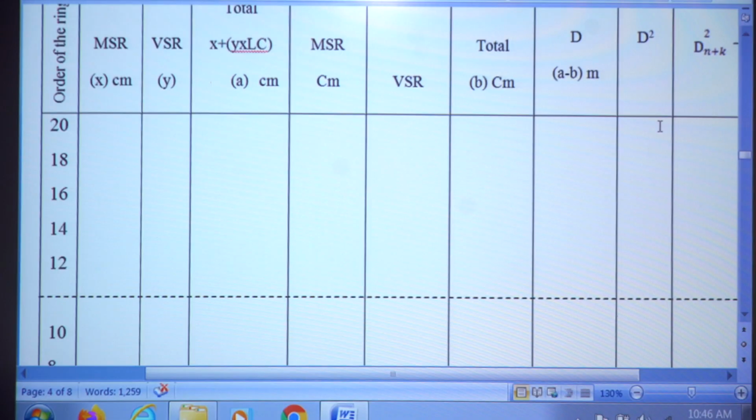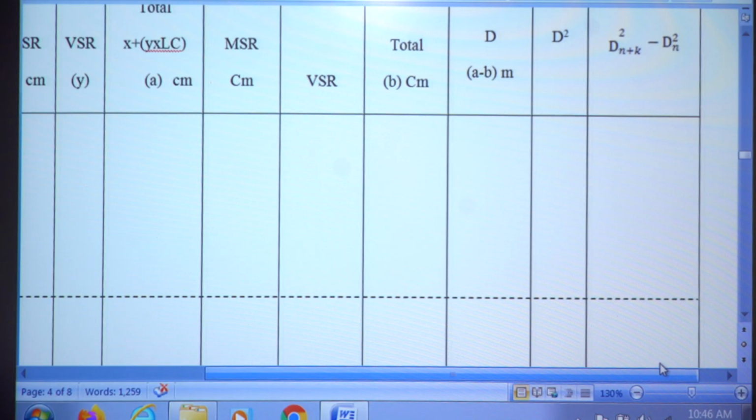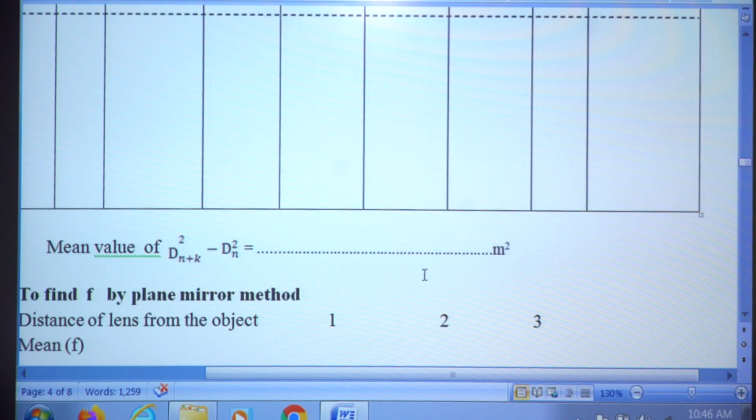Now from the diameter values we can calculate D square, and from D square we continue the calculation. Take K equal to 10, then find the diameter of the 20th and the diameter of the 10th. So we can calculate D(n+k) square minus D(n) square. Then we obtain a constant value, and we can find the mean value of D(n+k) square minus D(n) square.